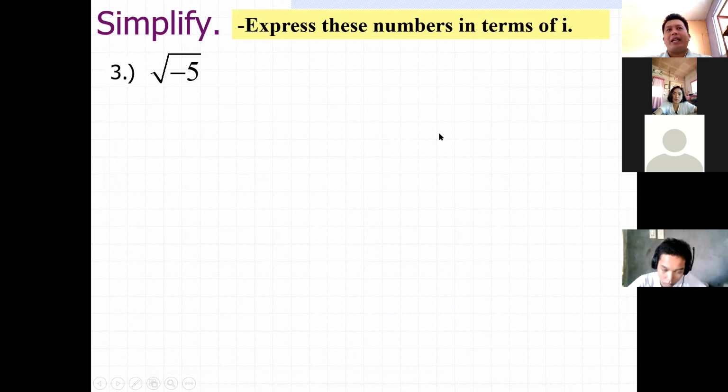Let's try to simplify values which are under the radical sign, but the values inside the radicand are negative numbers. So start with the square root of negative 5. We all know for sure that if you press this in the calculator, it will give you an undefined answer or a math error. But a trick to solve problems like this using your calculator, which I hope you are not going to do, is to change the mode of your calculator to complex mode.